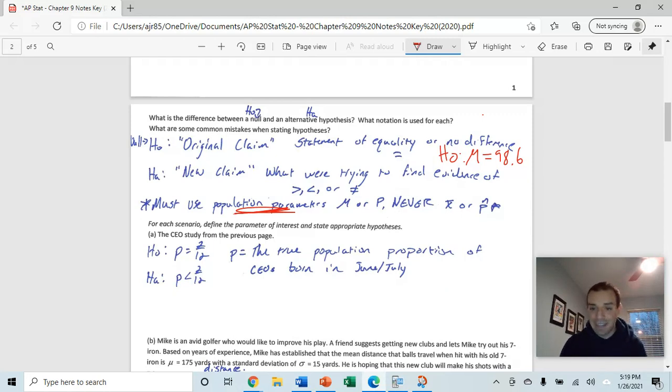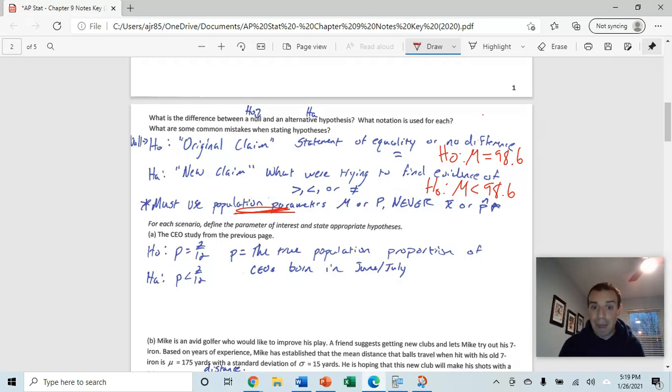Well, what does this guy think? This guy thinks that, and this is our alternative hypothesis, which can either be a less than, a greater than, or not equal to. In this case, he thinks that it's actually less than that. He thinks that the actual mean body temperature is less than 98.6. So that's how you're going to be writing your null and your alternative hypotheses.